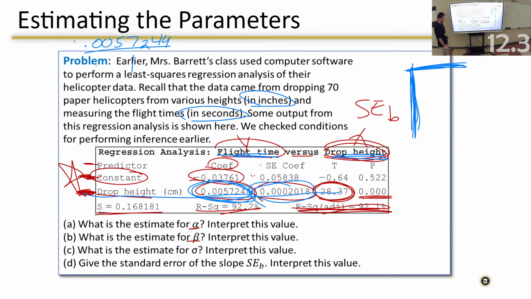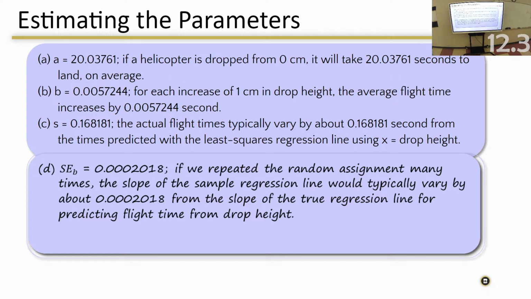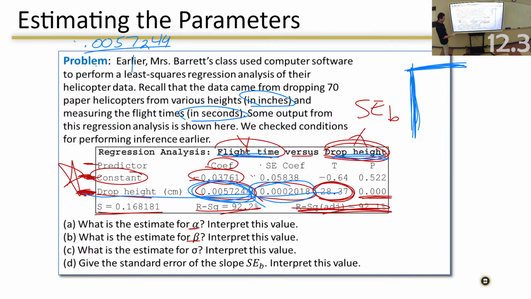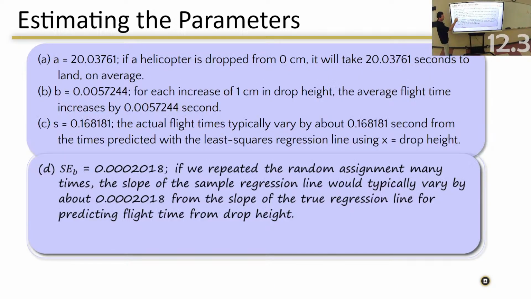All right. I'm posting the slides. I think I already did, but here's A, here's B, here's S. That's that 0.16. We talked about that in chapter 4. That's the standard deviation of the residuals. That's how the actual flight times typically vary about the line. And then there's the slope, or the standard error of the slope.